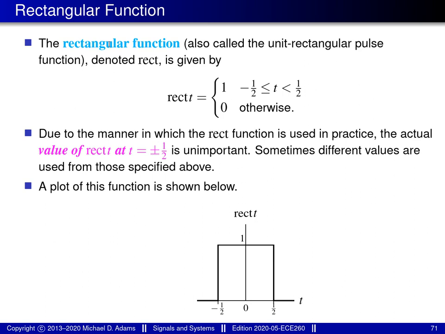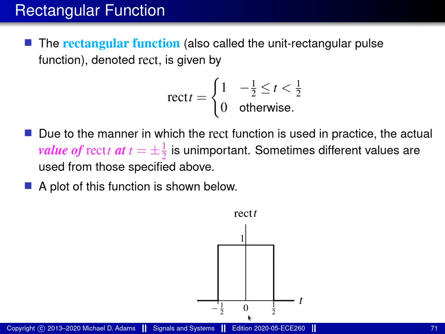The next function I need to introduce is what's known as the rectangular function, sometimes also called the unit rectangular pulse function. It's denoted by rect, and it's given by this equation here. And you can see this is a very simple function because it only ever takes on the values 0 and 1. It never takes on any other values. A graph of the function is shown at the bottom of the slide, and essentially it's just a rectangular pulse, as the name suggests. The width of the pulse is 1, and then the height of the pulse is 1.